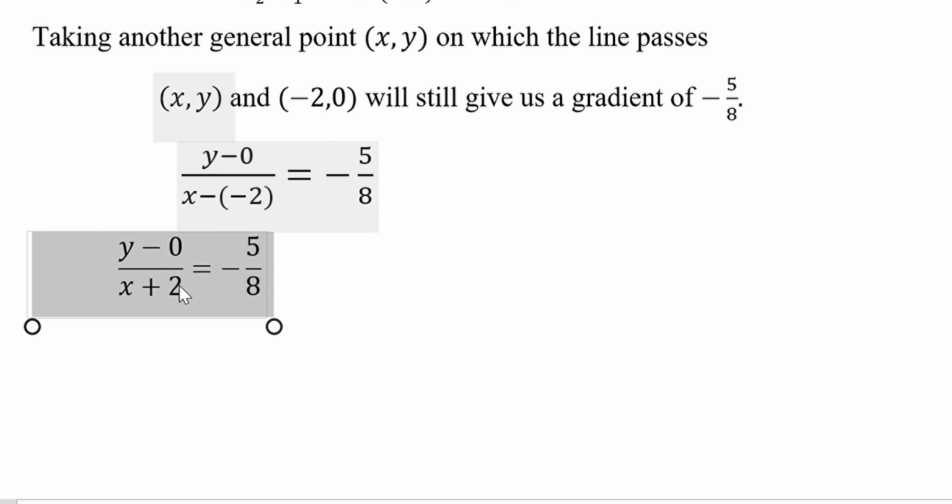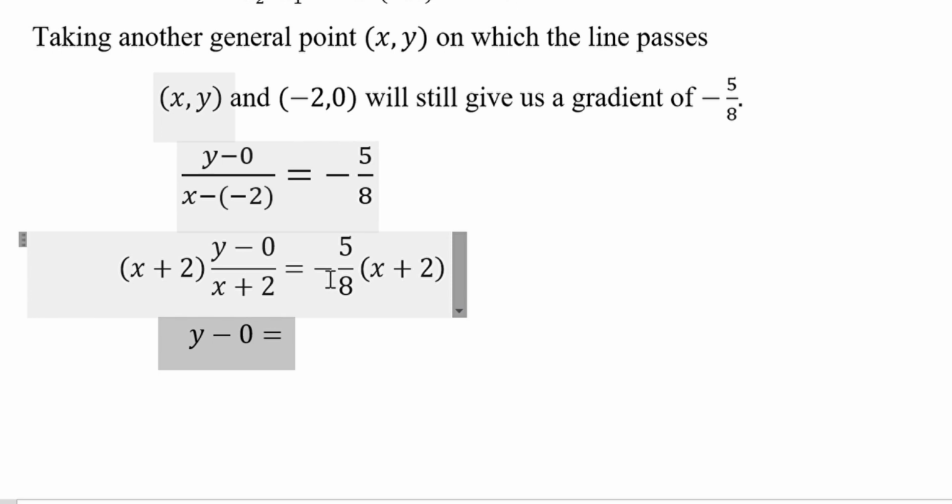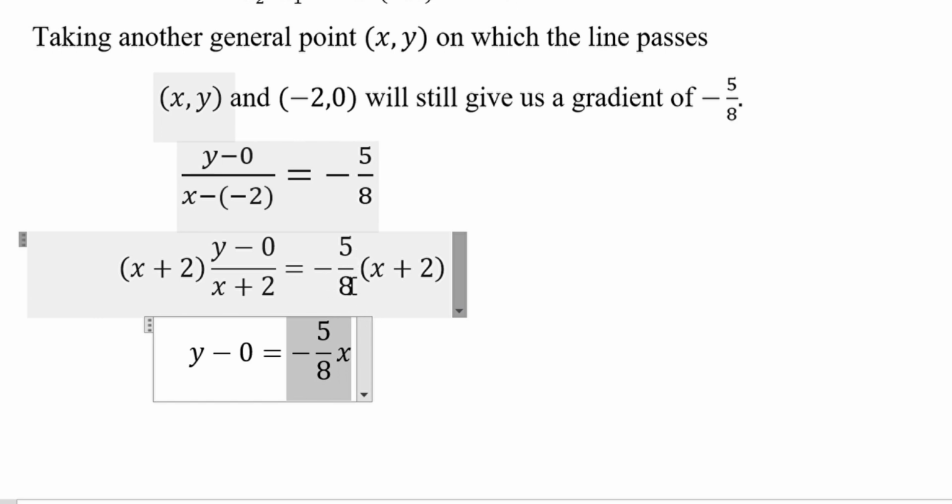Then multiply both sides by this denominator, because we are trying to remain with y alone on this left side of the equal sign. So we multiply both sides by x plus 2, and we do the same here. So this x plus 2 and x plus 2 cancels. We remain with y minus 0 being equal to negative 5 over 8 times x gives us negative 5 over 8x. Then negative 5 over 8 times 2 gives us negative 10 over 8.